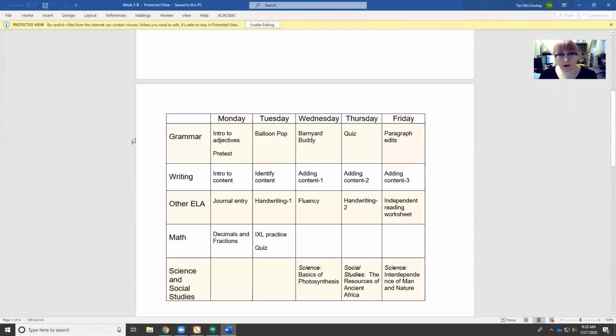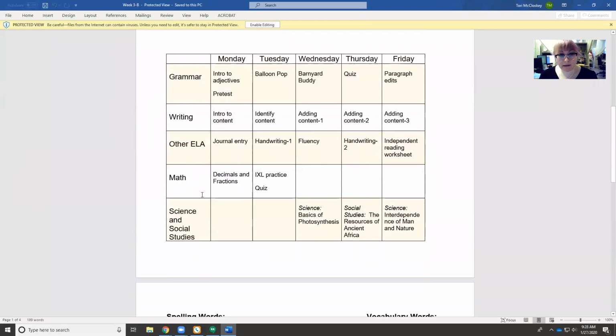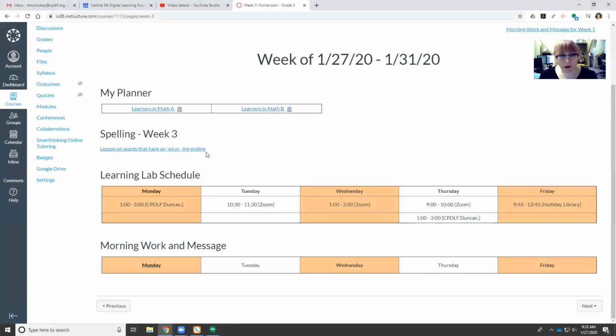So this is the same for everyone. The only difference is it's math. For math, it's the decimals and fractions. For Math B, Math A, yours is slightly different, but it's still the same setup. Your lesson, then IXL practice and quiz, then 3 days off. So let me fix it out.